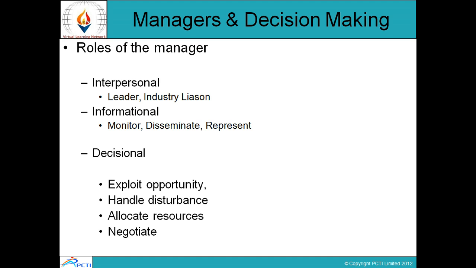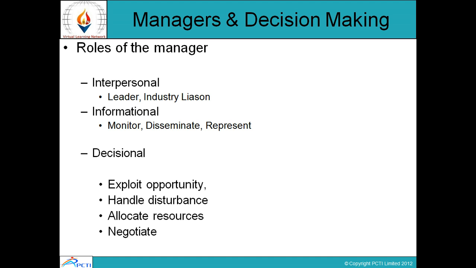Next one is informational. Apart from this, managers also participate in the informational flow inside the organization because they are responsible for monitoring, that is who is going on, what is going on, when it is going on, where it is going on, right? So monitoring gives the answer of different parameters which are ultimately required for the smooth functioning of the organization. Disseminate and represent. Managers are basically responsible for representation of the information, and they are also responsible for the dissemination of the information inside the organization.